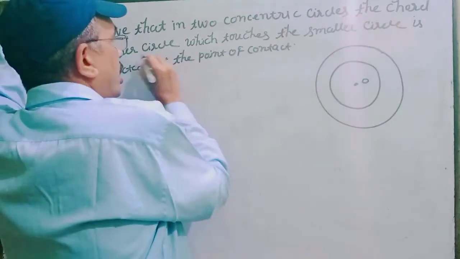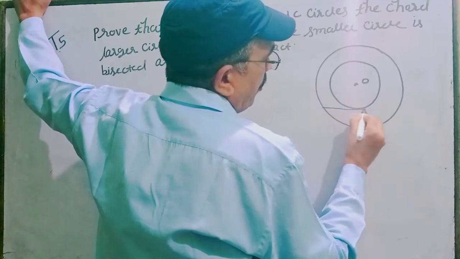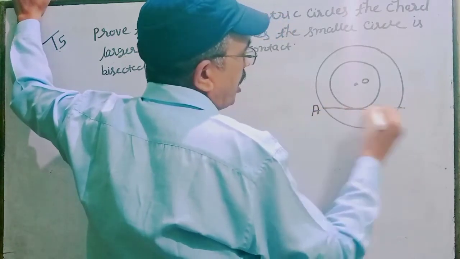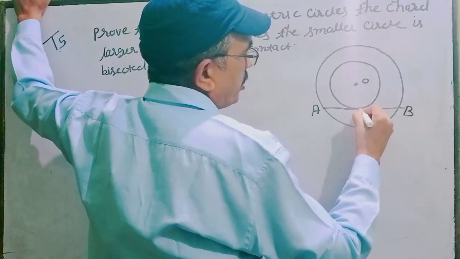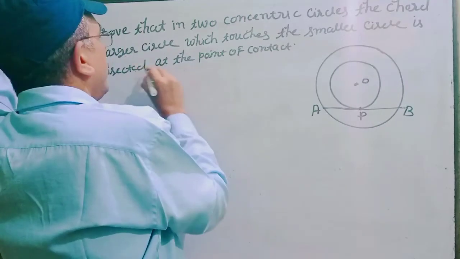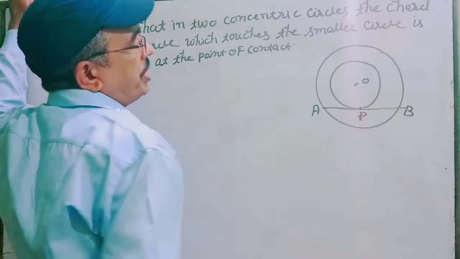Another is the chord of the larger circle which touches the smaller circle. Suppose it is a chord AB of the larger circle and it touches the smaller circle at the point P. Then you have to prove that it is bisected at the point, that means AP is equal to PB.